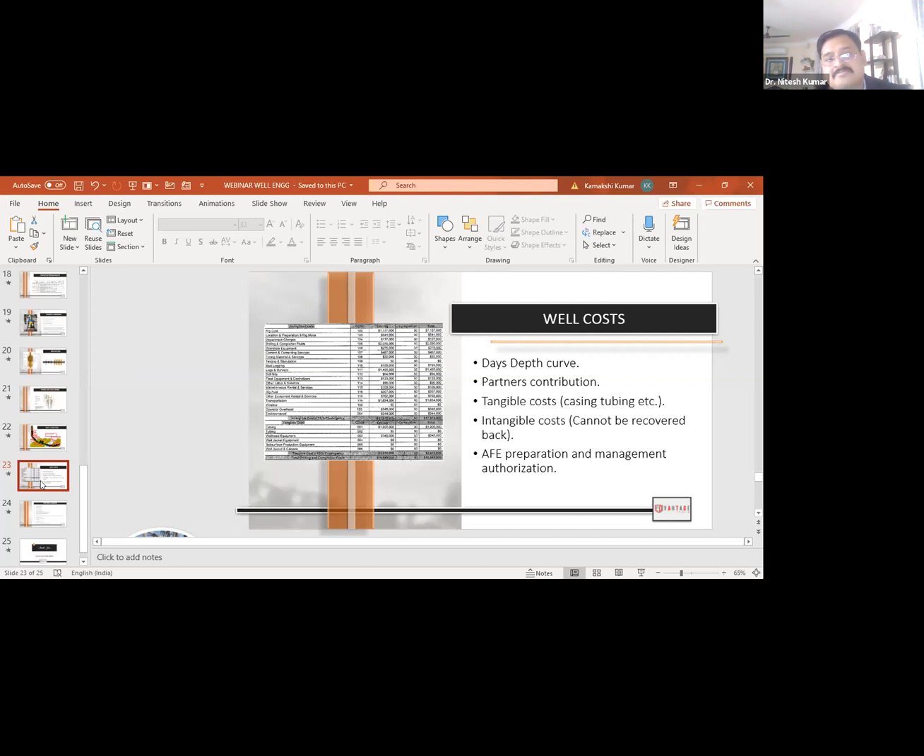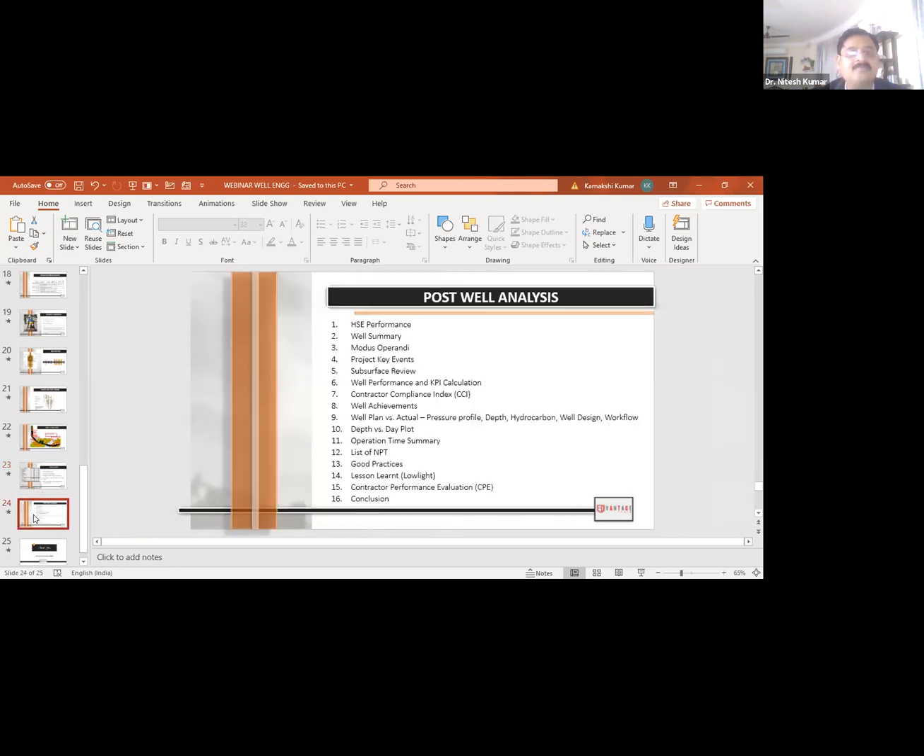And once the engineer puts together a cost estimate, like this particular well was drilled in Gulf of Mexico way back in 2003, I believe, $19 million. So we put together the AFE and the management approves it. And then there is this process to also get the supplementary cost estimate. And then we'll talk about post-well analysis for a day. Basically, what did you learn while you drilled the well? So that would be like what I would be doing as a drilling engineer.